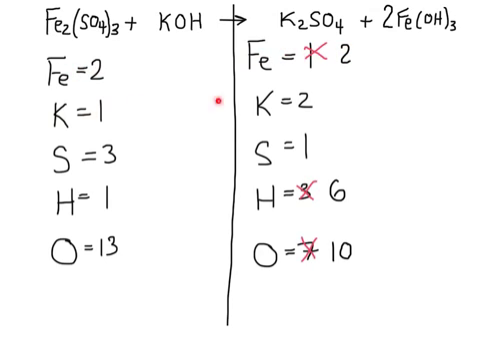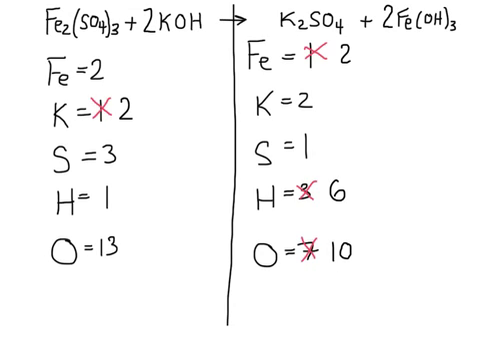Now that the irons are balanced here, remember, step one is I want to balance the metals. The other metal is potassium. I need to balance this as well. So I'm going to look on this side. I have 1. Here's KOH. I'm going to put a 2 in front of that. So we're going to change this number from 1 to now 2.